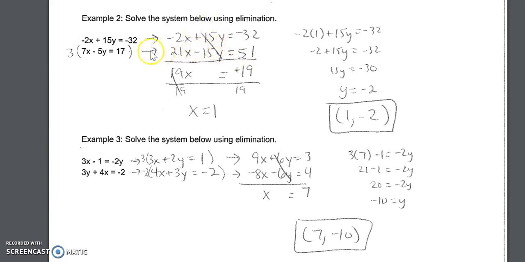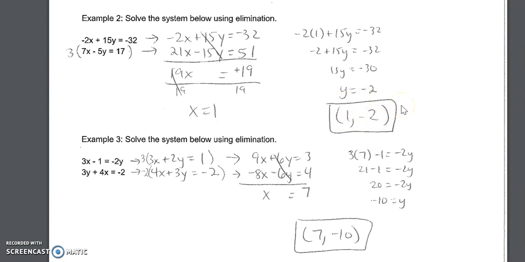Again, they're opposites already. One is positive, one's negative. The y's cancel out. -2 plus 21 is 19. -32 plus 51 also gets you a 19. Divide and get 1. Again, plugging it in, they chose to plug it into the first equation, so -2 times 1 plus 15y equals -32. Add your 2, divide by your 15, you get -2, written as an ordered pair, (1, -2).